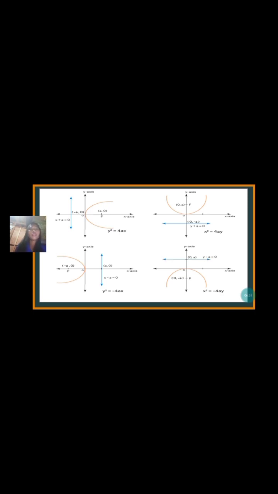If a parabola opens to the right, we have the equation y squared is equal to 4ax. Then, if your parabola opens to the left, we have y squared is equal to negative 4ax. And if your parabola opens upward, we have the equation x squared is equal to 4ay. And if your parabola opens downward, we have the equation x squared is equal to negative 4ay.